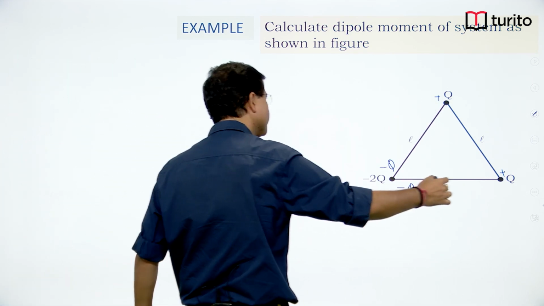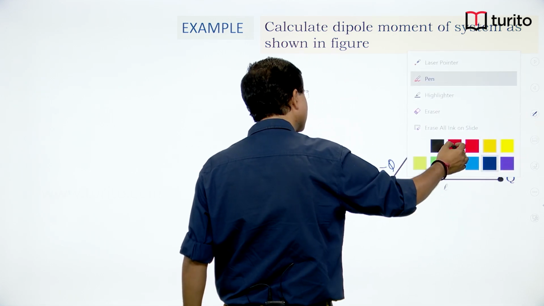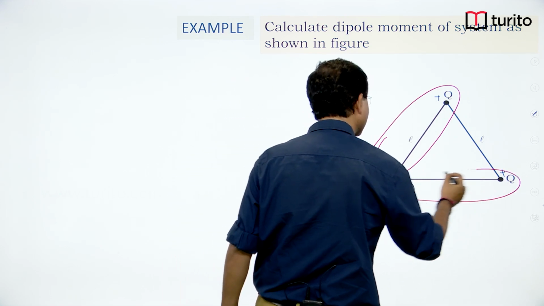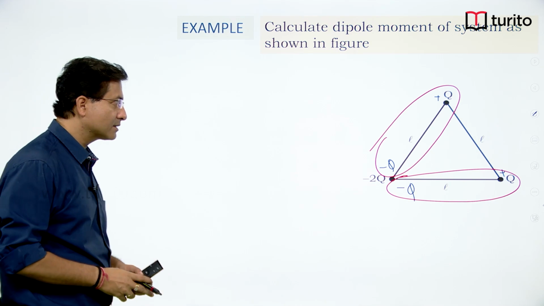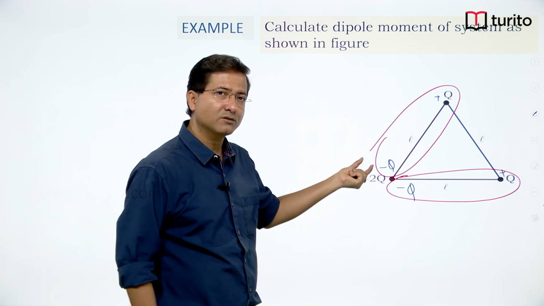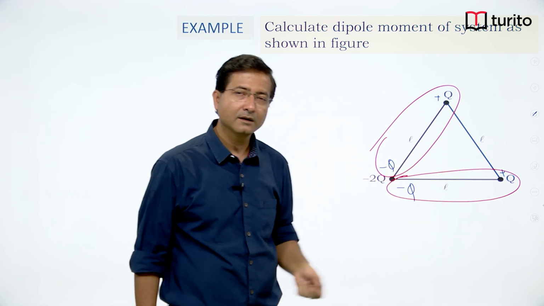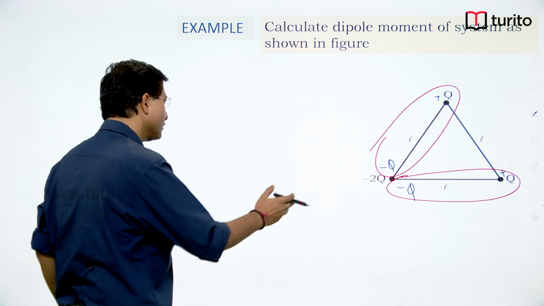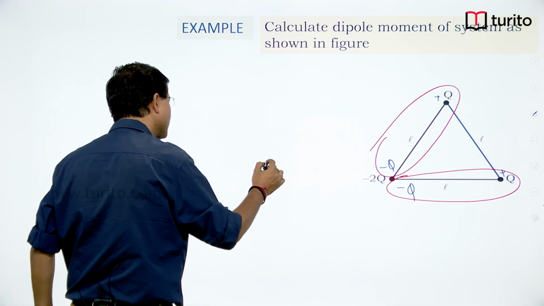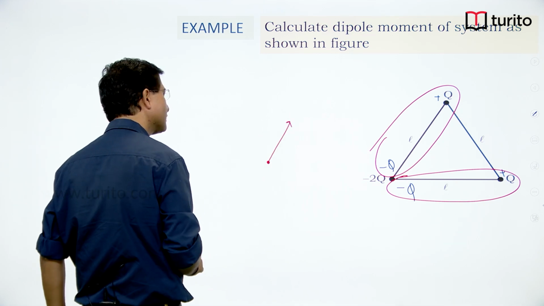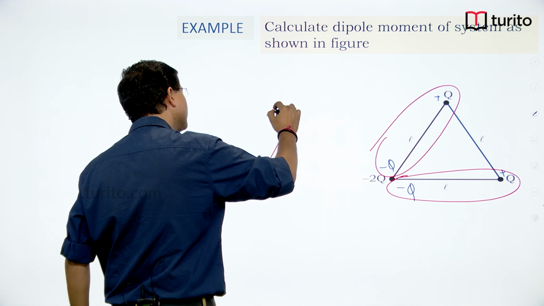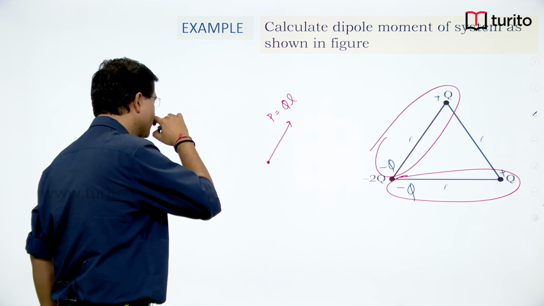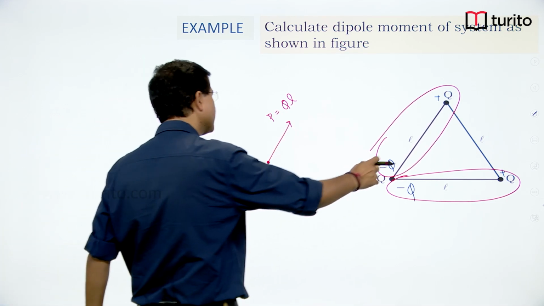Look at this combination, and this combination. So, you can see this combination is behaving as one dipole and this combination is behaving as another dipole, right. So, as this combination is behaving as one dipole, I can represent this one as a dipole moment of magnitude q into L, charge into separation.